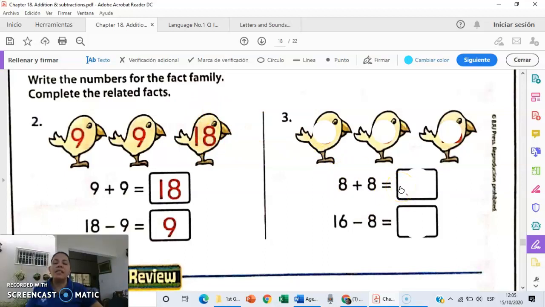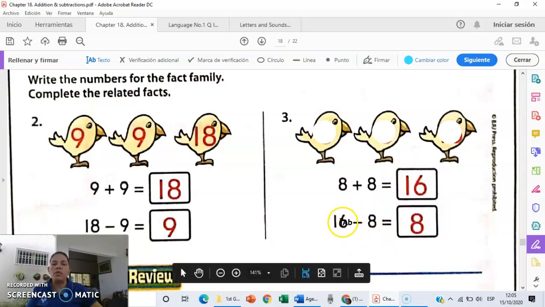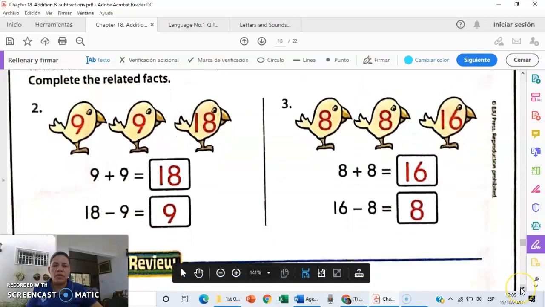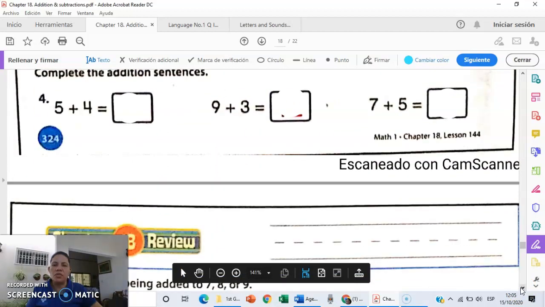Okay, let's do it again here. 8 plus 8. How much is 8 plus 8? 8 plus 8 is 16. And how much is 16 minus 8? 8. So what are the numbers? 16, 8, and 8. Good job. So now let's go to the next exercise.